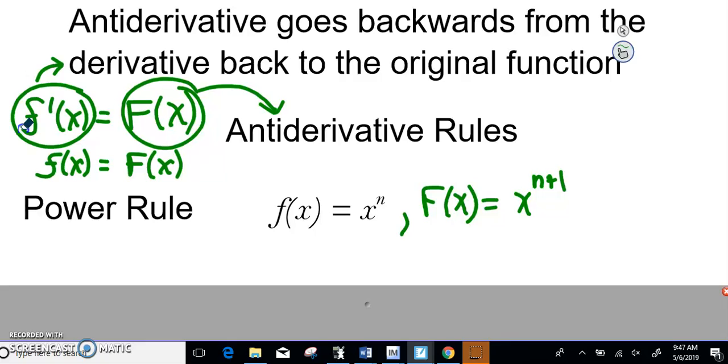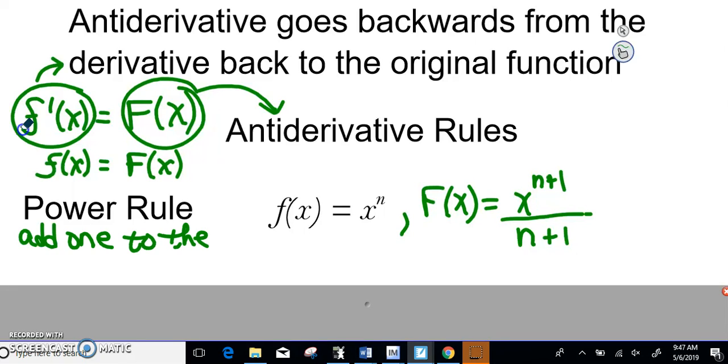And for the derivative, we brought the n down, so it was n times x. But we're going to do the opposite of that, so it means we're going to divide by the new exponent. So we're going to add 1 to the exponent and divide by that new exponent. So I'm going to write that down. So add 1 to the exponent. And then we're going to divide by the new exponent.